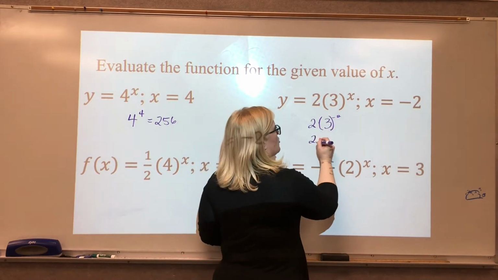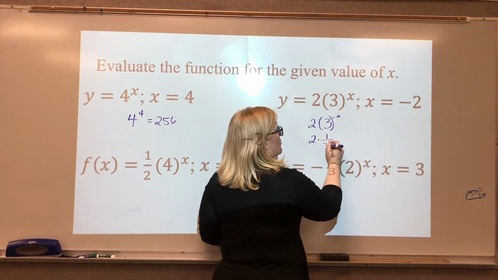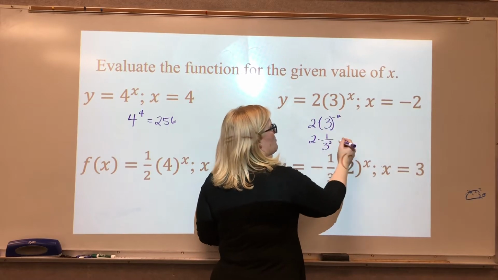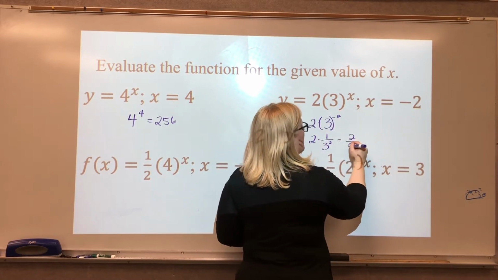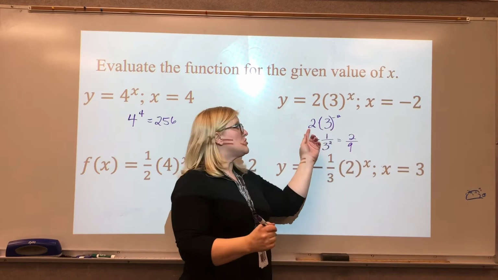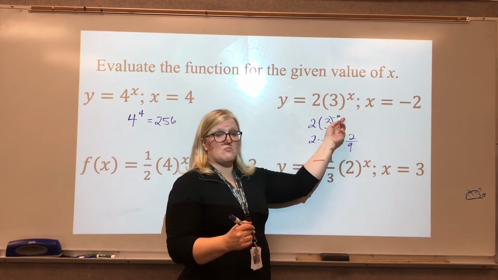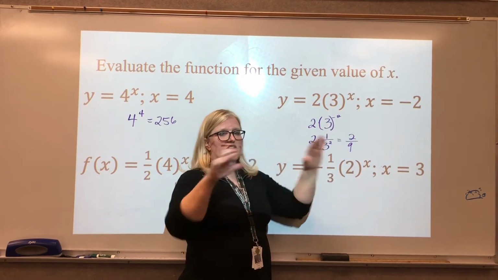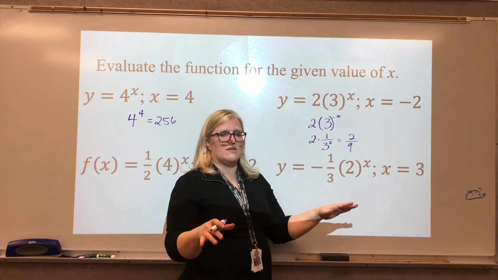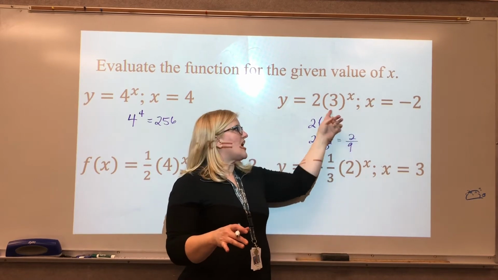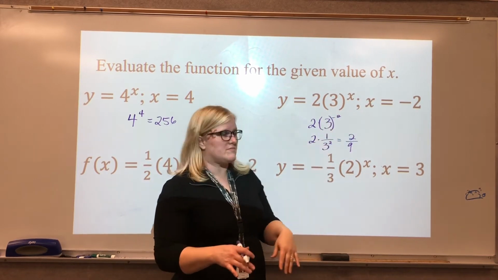So this is 2 times 1/3 squared. And then I multiply. So this is 2/9. We don't do 2 times 3 to the -2 power first. You'll get the totally wrong answer. Okay, so just remember, you've got to do this one first.